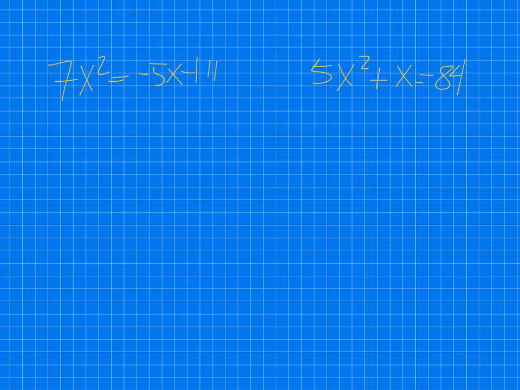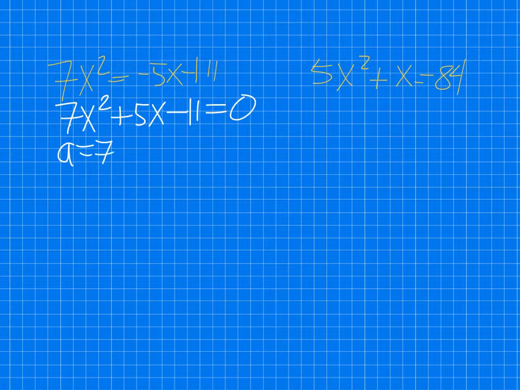Looking at this guy, I'm going to solve this using the quadratic formula again. I've got to bring everything over to one side. I'm going to make this 7x squared, add 5x to both sides, and subtract 11 from both sides and get that equal to 0. So a is equal to 7, b is equal to 5, and c is equal to 11.